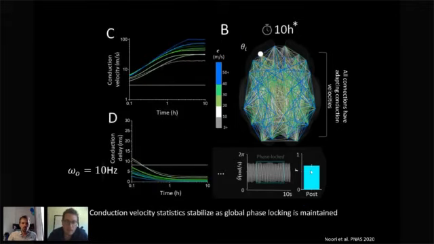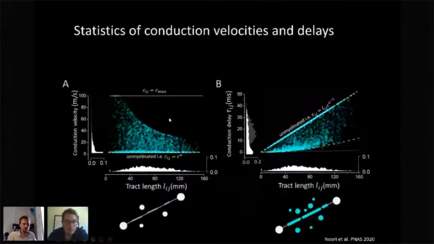global synchrony. And when you see the conduction velocities, which can be seen as a proxy for the amount of myelination in different connections, they evolve in time, converging and stabilizing as global phase locking is achieved, and the associated conduction delays also decrease.